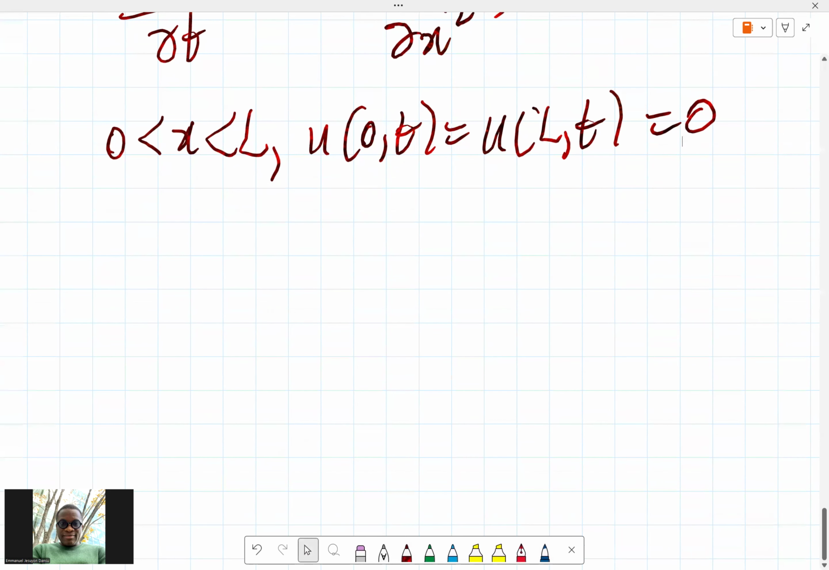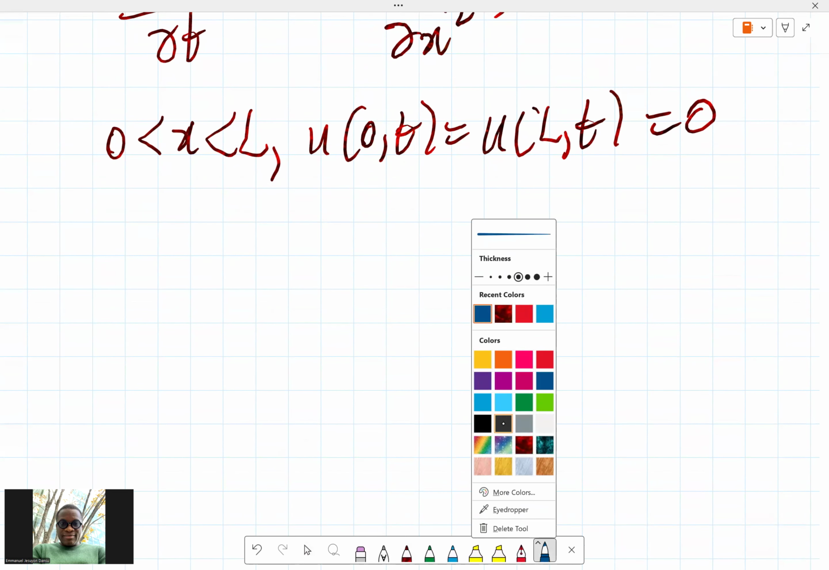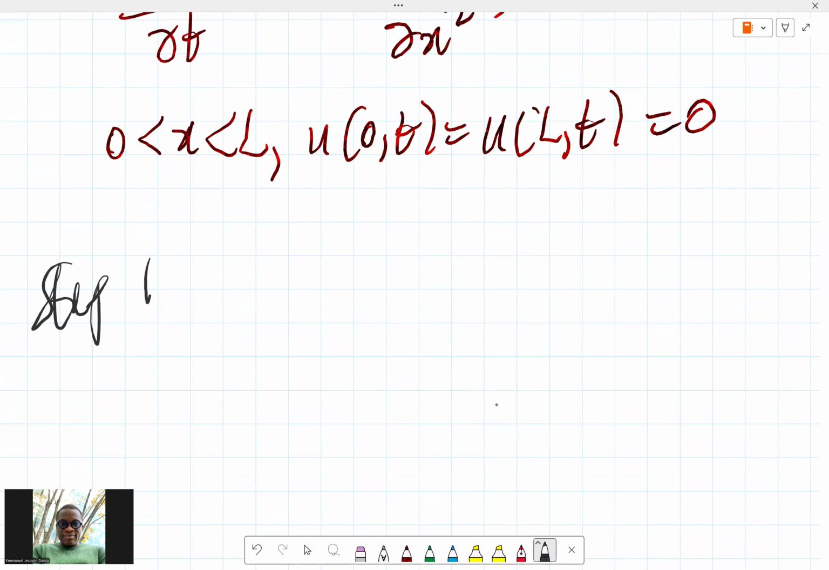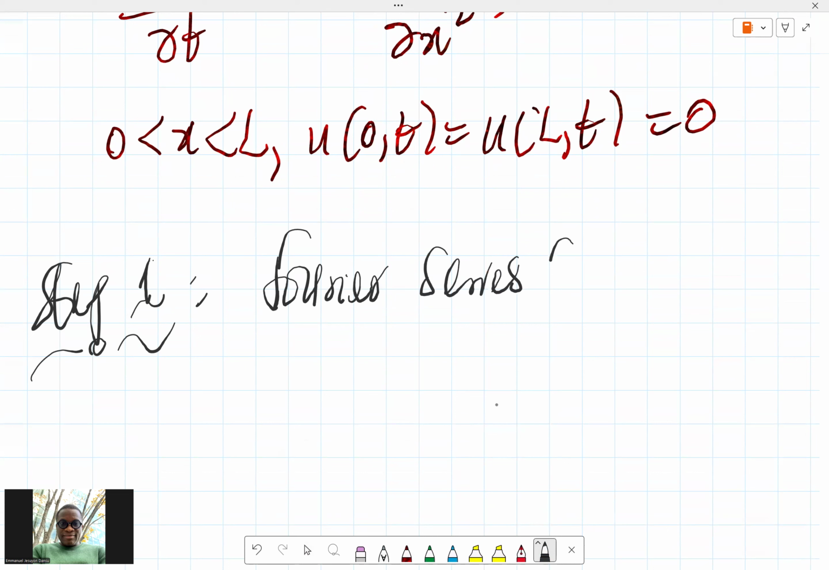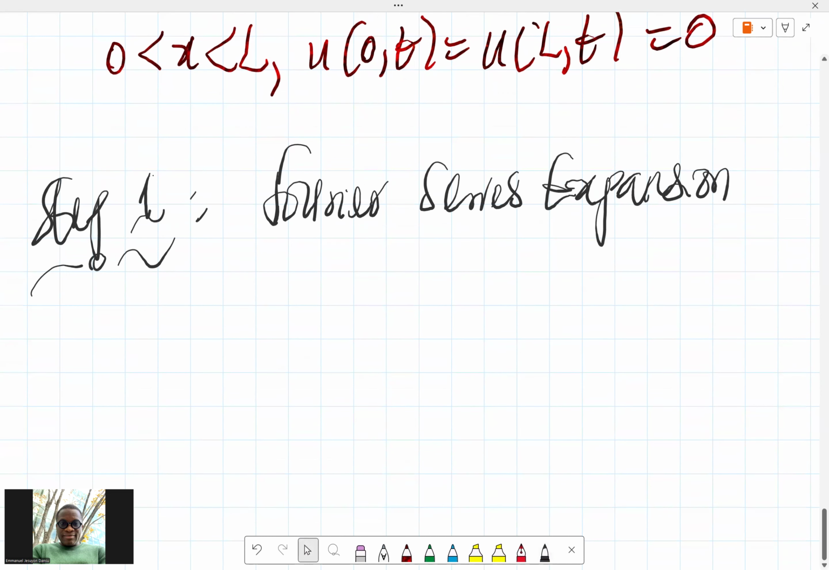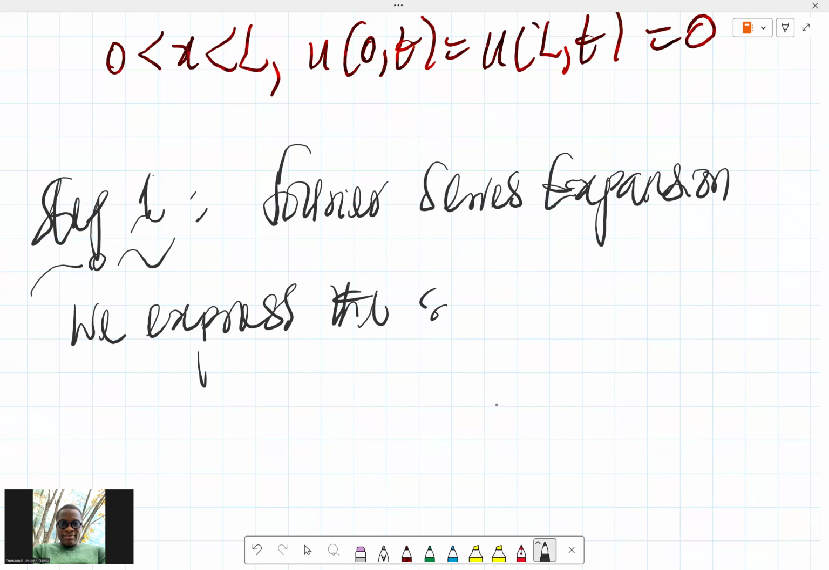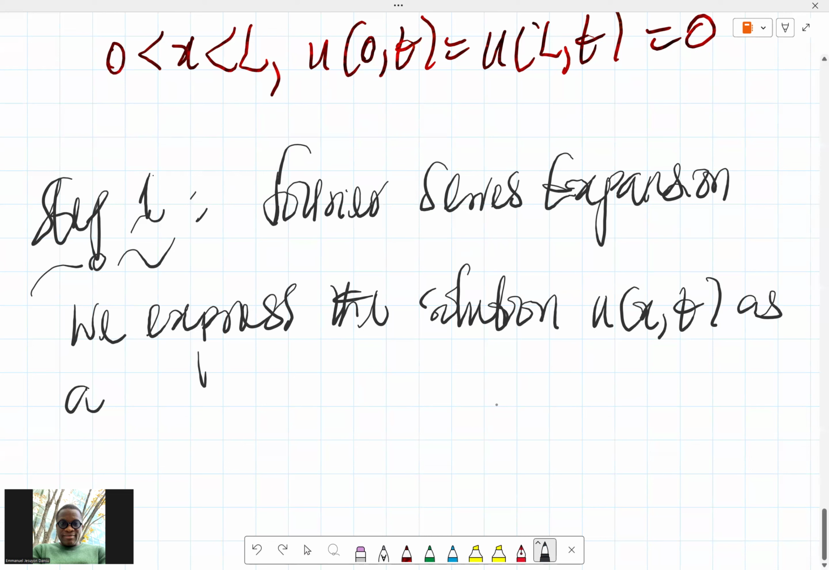So let's go for step 1 in this situation: the Fourier series expansion. Since Fourier is our basis here, though we could have used Chebyshev or Legendre, we express the solution u(x,t) as a Fourier sine series.